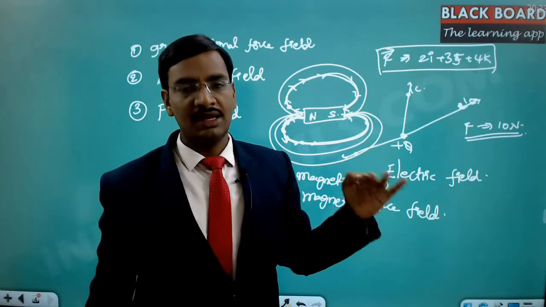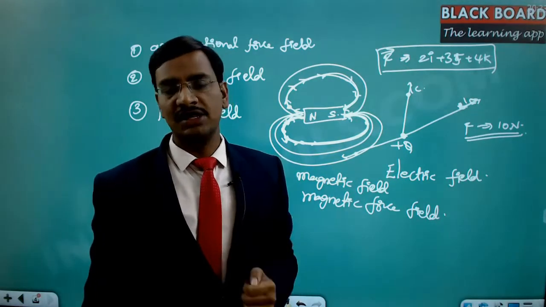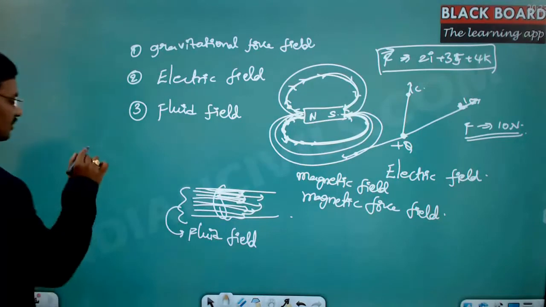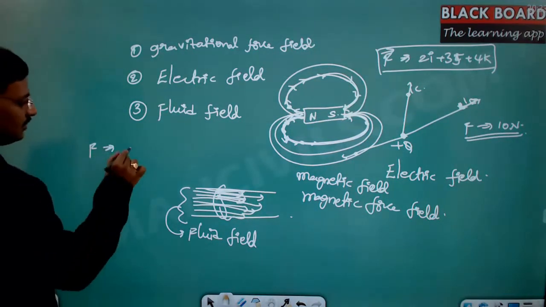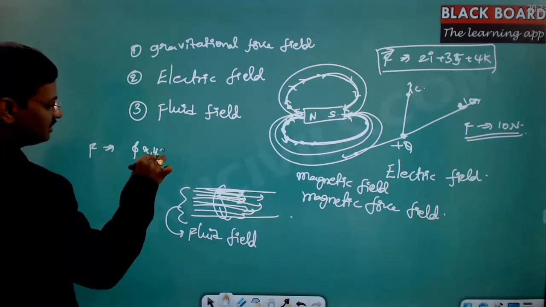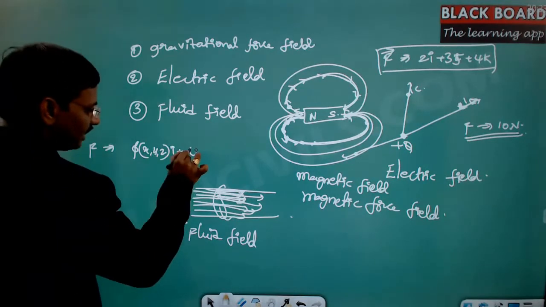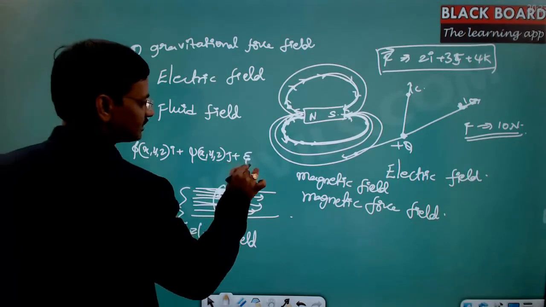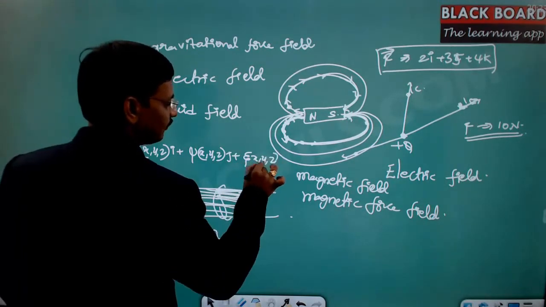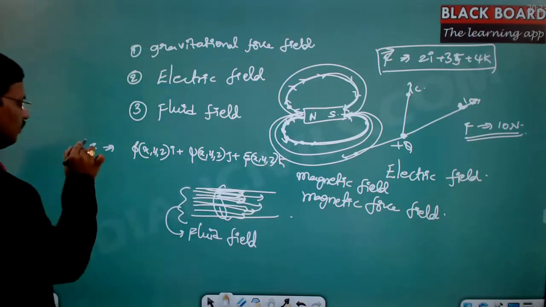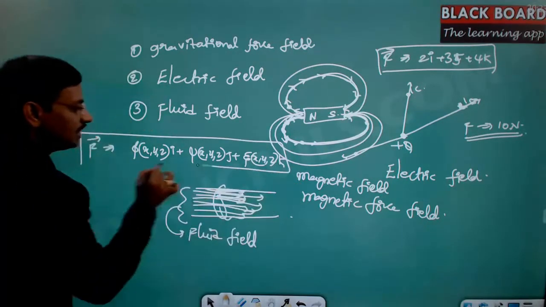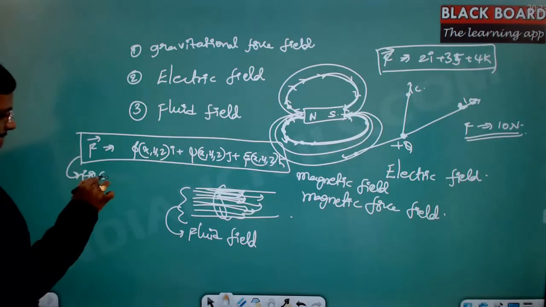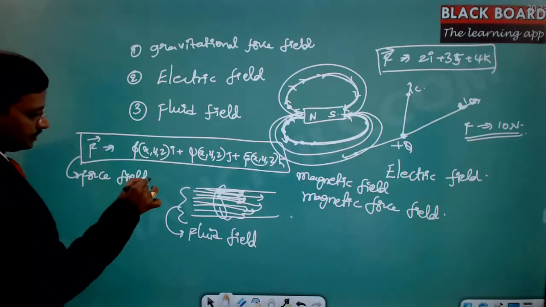And then in the next case, at the graduation level, we talk about the variable force. That is, the force is expressed as phi of x, y, z into i, plus psi of x, y, z into j, plus xi of x, y, z into k. So this is the force vector at the graduation level that we are talking about. And this is the force field.